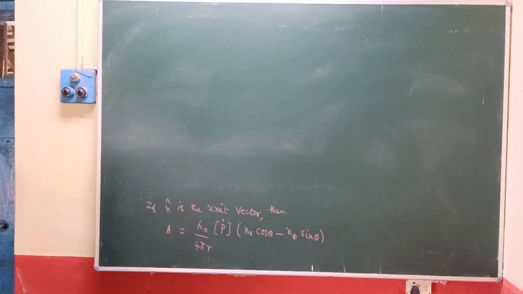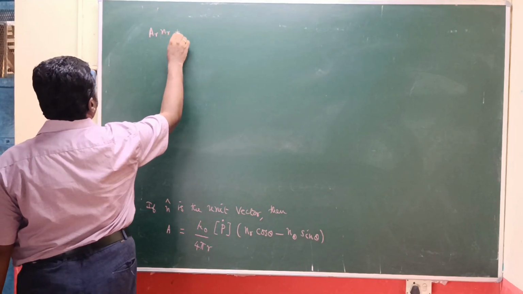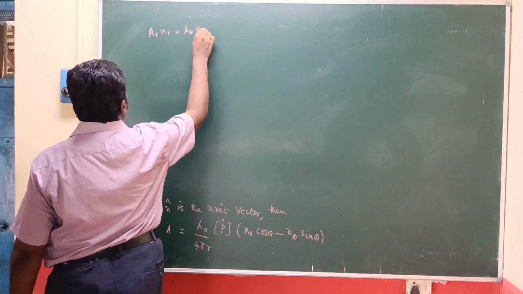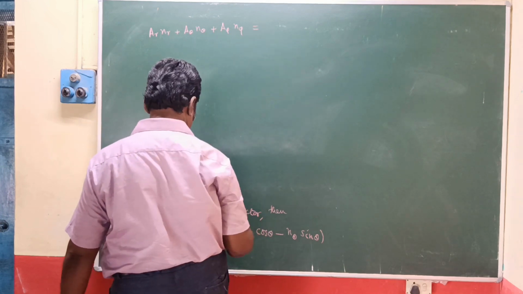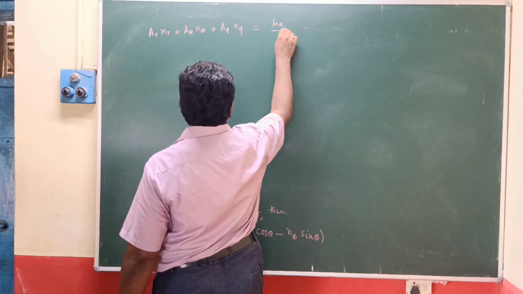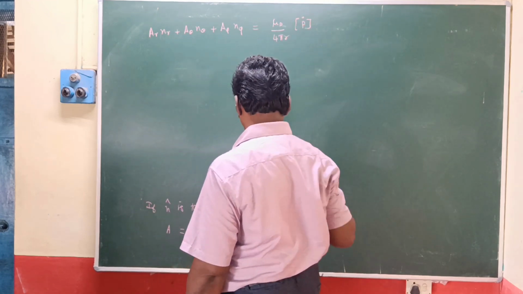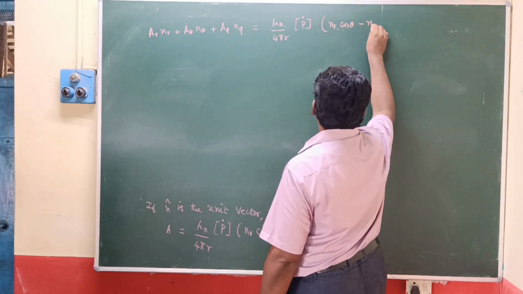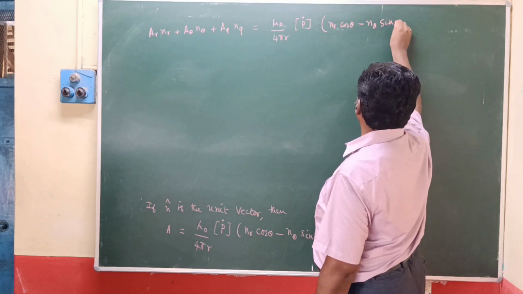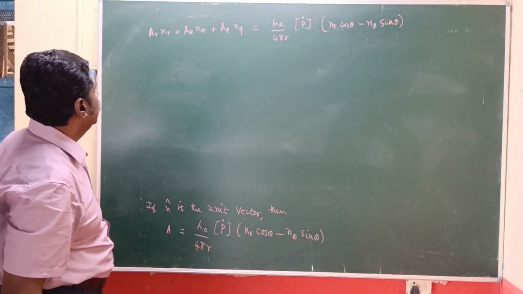We may write A_r N_r plus A_theta N_theta plus A_phi N_phi, which is equal to mu naught divided by 4 pi r, P dot, inside the square bracket, multiplied by N_r cos theta minus N_theta sin theta. Now we have to compare the coefficients of N_r and N_theta.